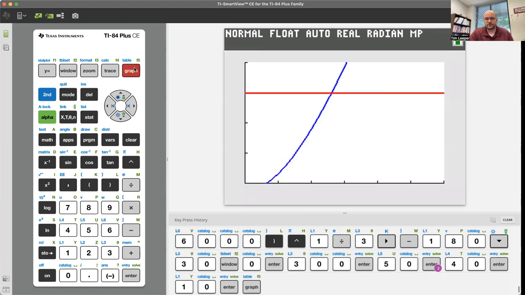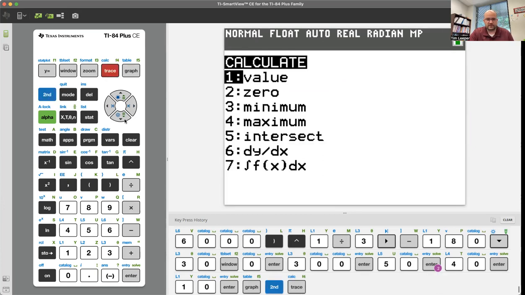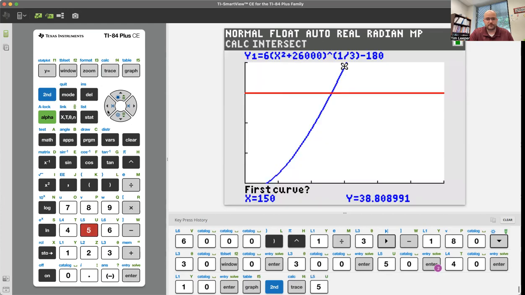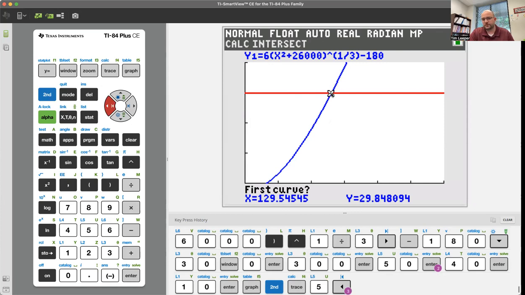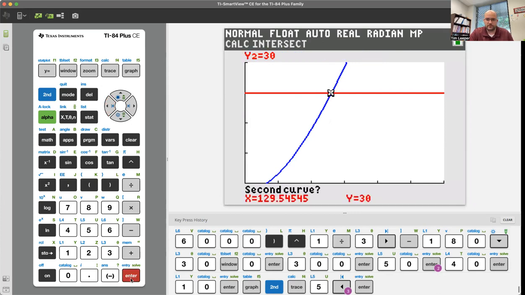And then on the graph, here's what we see. Notice we see the revenue function, and then we see the 30. It's going to intersect right here, and we want to find that intersection. So do second trace, and the intersect is number 5 here. Then just move your cursor fairly close to the intersection, and click enter, enter, enter. And notice it says the intersection is 129.90381. Now, x is the number of gaming devices, so that's the exact value.